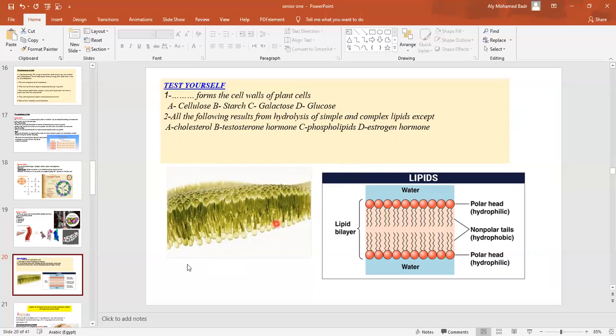This is the structure of the phospholipids. It looks like balloons with heads and tails. The heads are polar, hydrophilic, love water, and can enter the water, whereas the tails are non-polar, hydrophobic. They do not love water and do not permit the water to pass.